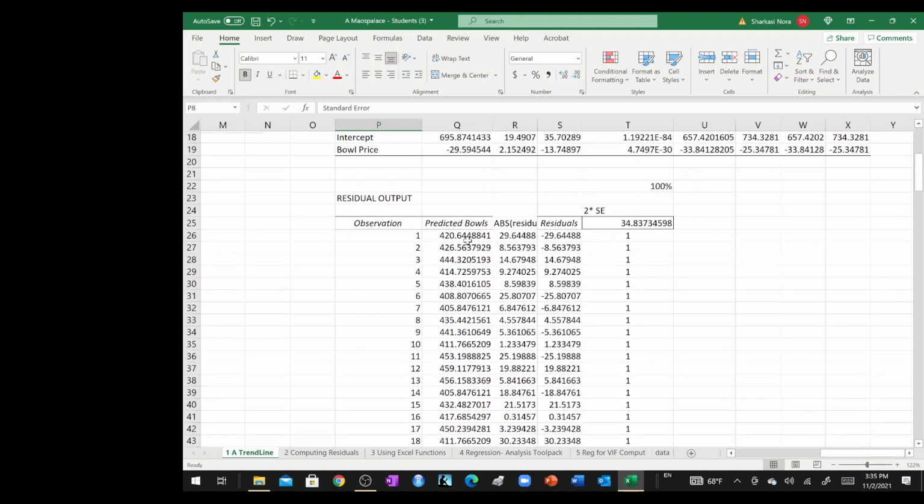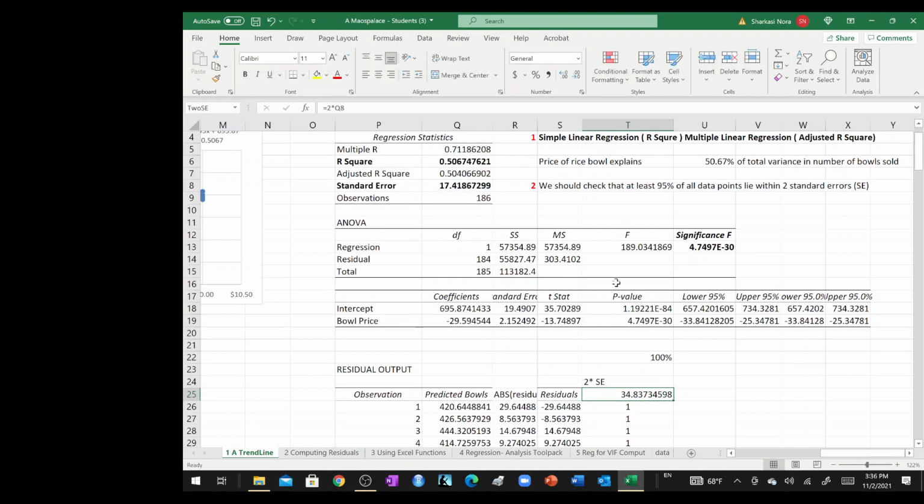So what we did is we took the absolute residuals. In the output, we have the predicted bowls and then we have the residuals. I like to cut the residuals, shift them a little bit, and in that place put the absolute residuals, and not after the residuals. I have a point why to do that, and you will see in a bit. So over here, we got the absolute error so that we can easily check if this absolute error is less than or equal to two standard errors, which we have as 2 times Q8. Q8 here is the standard error.